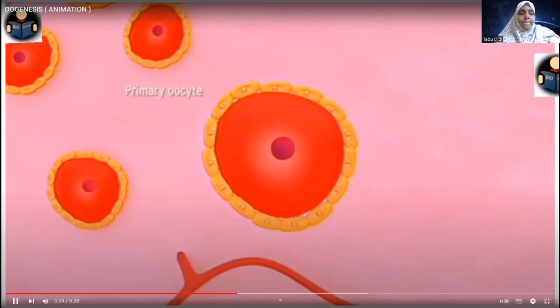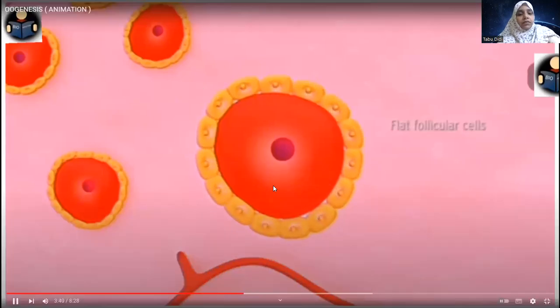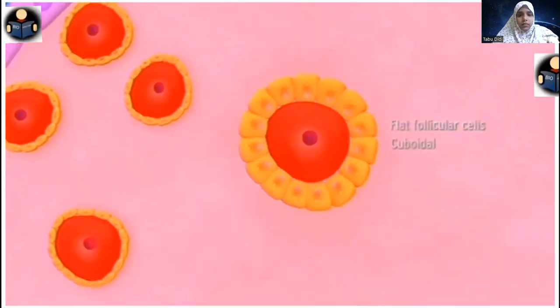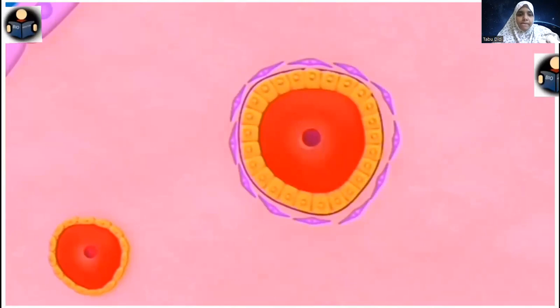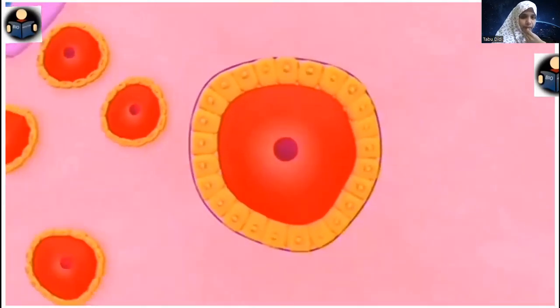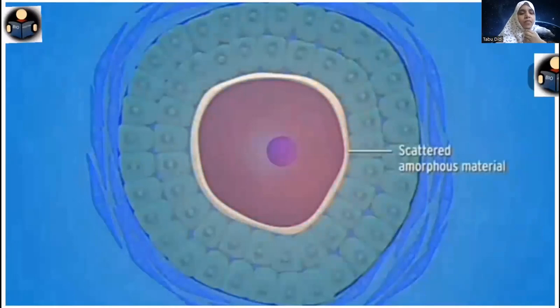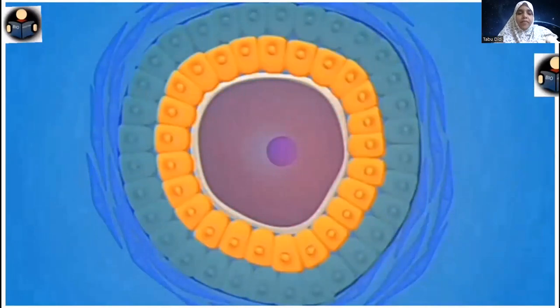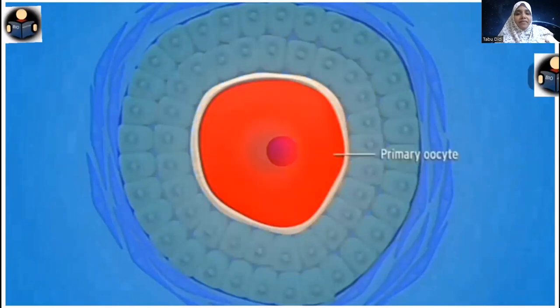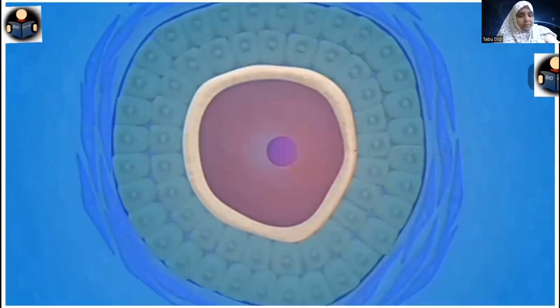Maturation: the primary oocyte increases in size and reaches about 140 microns in diameter. The flat follicular cells now become cuboidal and the primary oocyte will undergo some changes. Follicular cells multiply to form several layers of cells around the developing primary oocyte. Scattered amorphous material accumulates between the inner layer of follicular cells and the primary oocyte. This glycoprotein rich material fuses to form a complete striated membrane called zona pellucida.